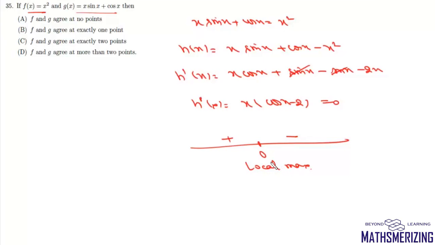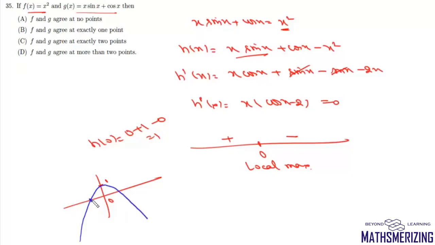So this function starts from minus infinity. It'll take a local maximum value at 0 and then again it'll go to minus infinity. We'll need to find the value at 0. So what is the value of h(0)? h(0) will be 0 times sin 0 is 0, cos 0 is 1 and then 0. So the value of h(0) is 1. So this function attains its maximum value at 0 and the value is 1. So this function can be drawn like this. Now this function will intersect the x-axis at 2 points. So that means f and g agree at exactly 2 points, and that's your option number C.